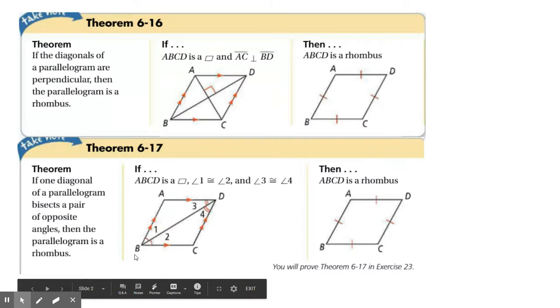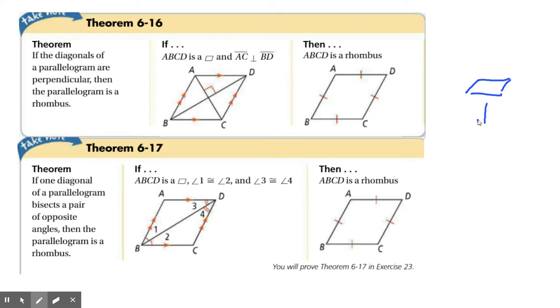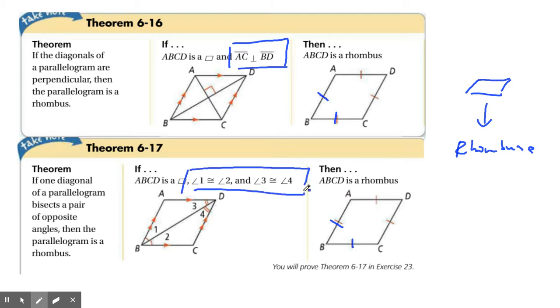For these two ideas, we're talking about making a parallelogram a rhombus. We know it's a parallelogram, and we want it to be a rhombus. In most cases, you're going to need to show that two consecutive sides are congruent, like AB and BC. In the first idea, you'll be given that the diagonals are perpendicular. That's going to help you prove this idea. In the second idea, you're going to be given that a diagonal bisects a pair of opposite angles, meaning that these two angles are congruent and these two angles are congruent. Through this, that should be enough to help you prove that these are, in fact, rhombuses.